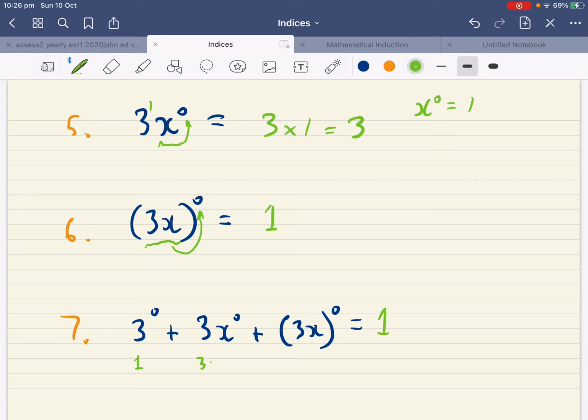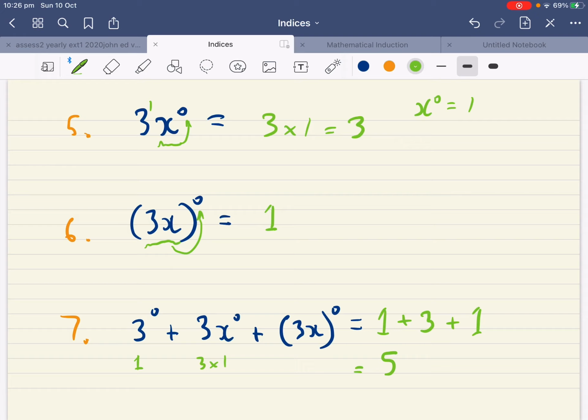So this is actually like 3 times 1. In other words, you end up with 3. And over here, the final term, here you've got 3x all to the 0. So all of it becomes a 1, giving us a final answer of 5.